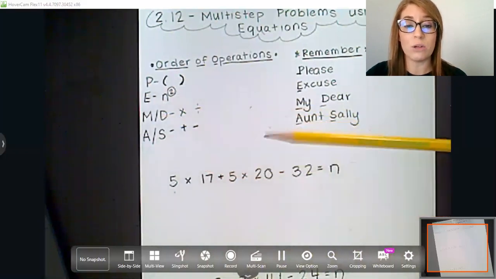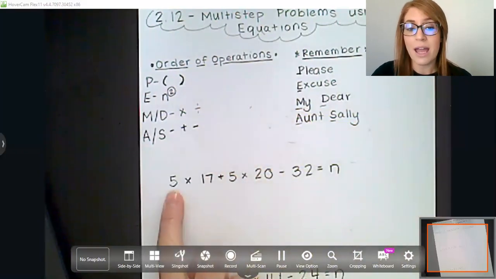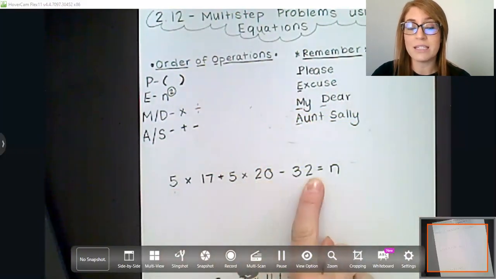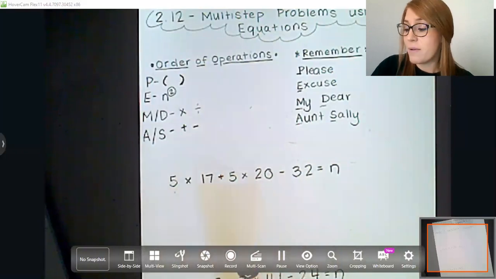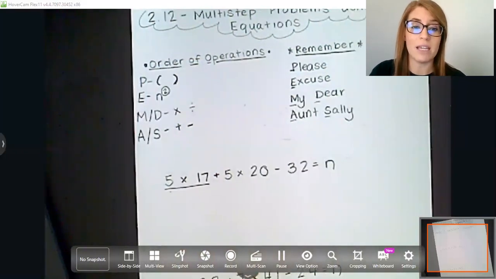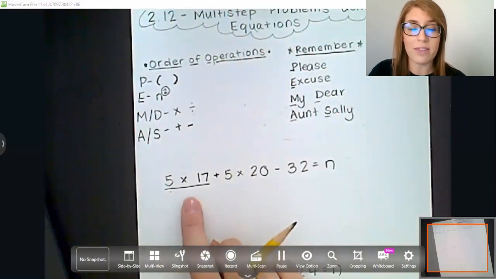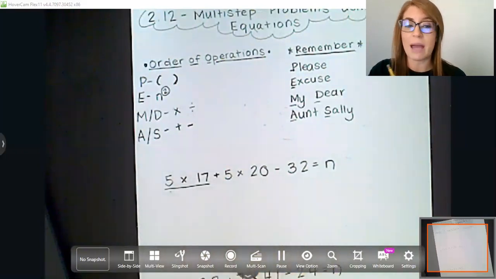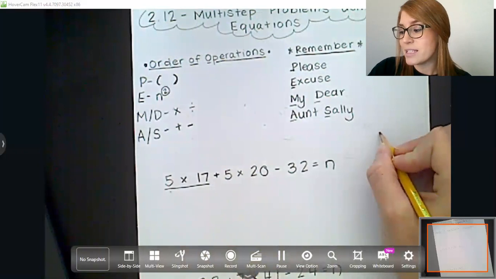Right, I see 2 multiplication symbols. So what I'm going to do is start here and go from left to right to see which one I solve first. Okay, so 5 times 17. Oh, there we go. That's what we are going to solve first. 5 times 17. All right, and we can solve this using our regrouping method that we learned earlier in the chapter. So I'm just going to come over here for some little scratch work.